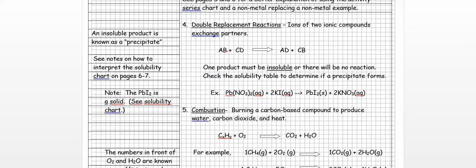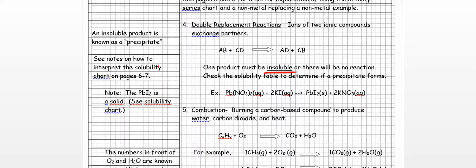One product must be insoluble or there will be no reaction. That's critical. One of these two products, AD or CB, has to be a solid, right? Remember I said that a precipitate is the product of adding two liquids together and forming a solid? Well, here it is right here. One of these has to be insoluble, it has to be a precipitate, or you get nothing. Check the solubility table to determine if a precipitate forms. Again, be patient. This will come to you on pages 6 and 7 of these notes. It'll come to you a little bit later.